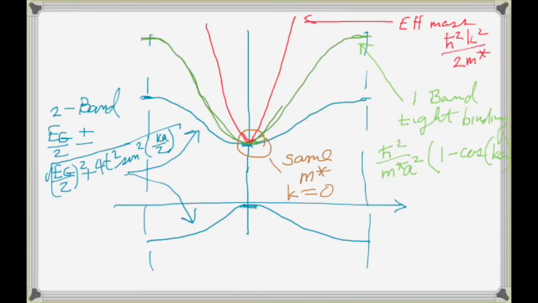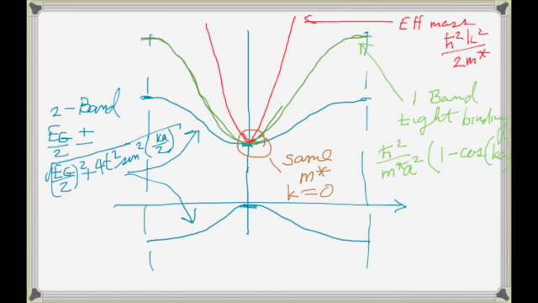And then we showed for the three band models that we've considered so far, the parabolic effective mass in red, the one-band tight binding in green, and this two-band tight binding in blue. This is how they look and how they differ and how they are the same: they all have the same effective mass at k equals 0 at the conduction band edge minimum.